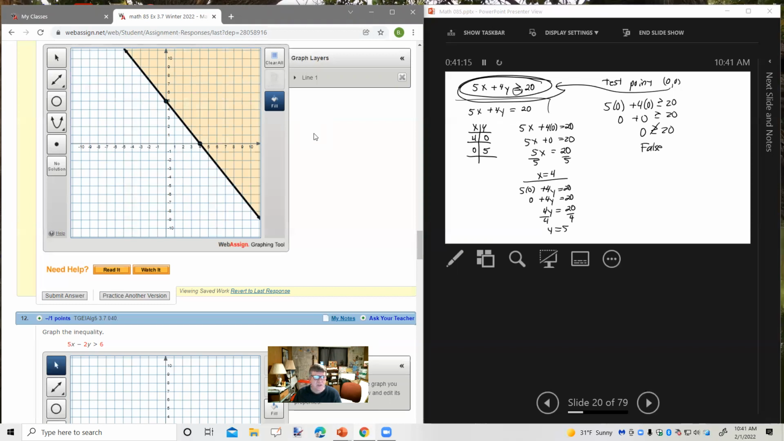Again, if I pick a test point and it works, I choose that side. If it fails, I choose the other side. If you're not real confident in your choices, you could then pick a point over here and verify that, yes, it does work. Anyway, so there's the final answer. And again, I've got a solid line. It's in the correct location, and I've shaded the correct side of the line. Any questions?